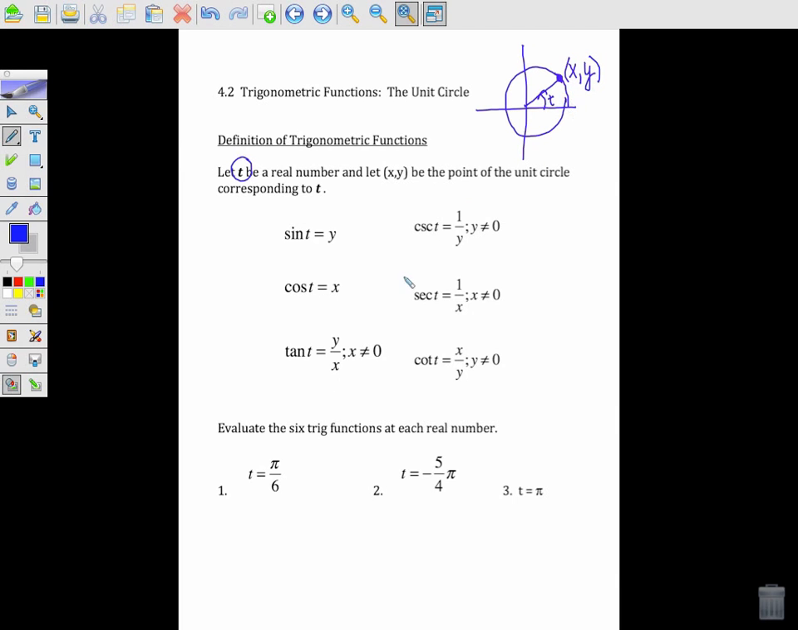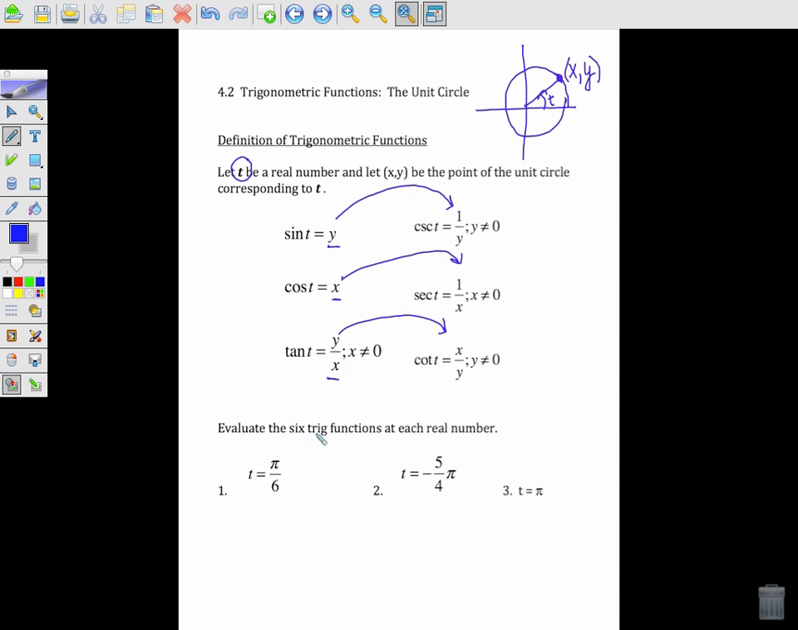All right, you know that sine of an angle is always y, cosine of the angle is always x. This is the uniqueness of the unit circle. And tangent is y over x. Now you've got cosecant, secant, cotangent. Those are the reciprocals, or the inverses, of 1 over y, 1 over x, and x over y. All right, so we're going to go ahead and do some evaluating.